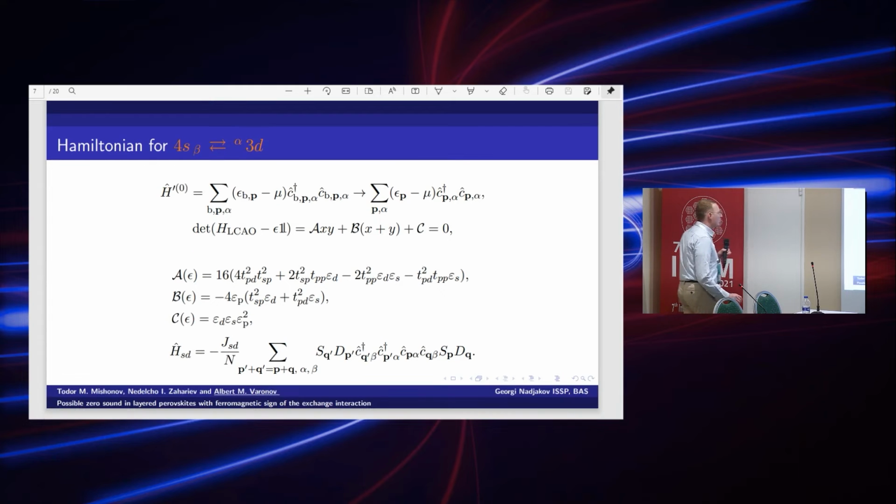This is the Hamiltonian for all bands, which transfers only to the valence bands we are interested in, S and D. We solve the characteristic equation and obtain values for A, B, and C, which are expressions for calculating S and D.